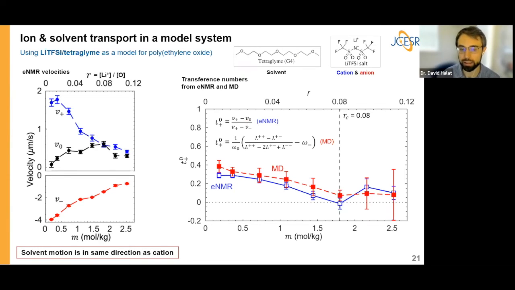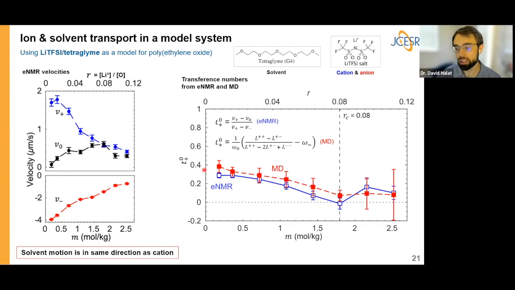So what we can then do is compare the eNMR data with predictions from MD using the Onsager transport coefficients. We need to convert to the solvent reference frame using the mass fraction of the solvent and the anion so that these data sets are in the same reference frame. But once we do that, promisingly, what we see is quantitative agreement between the two data sets within error, and also similar trends.